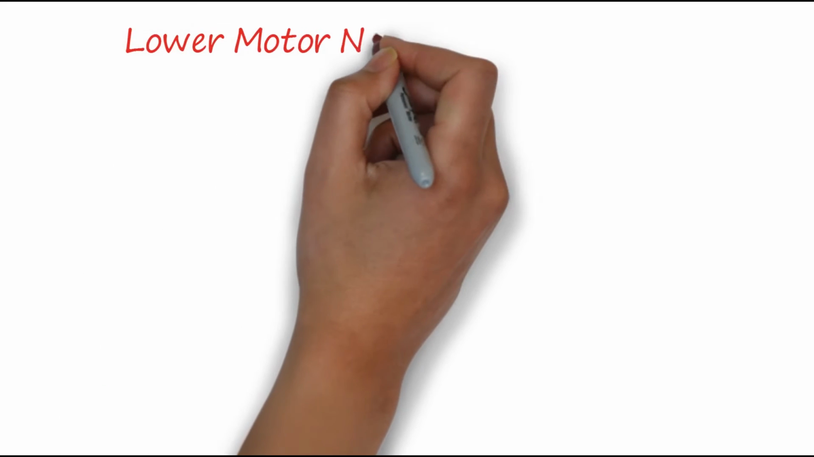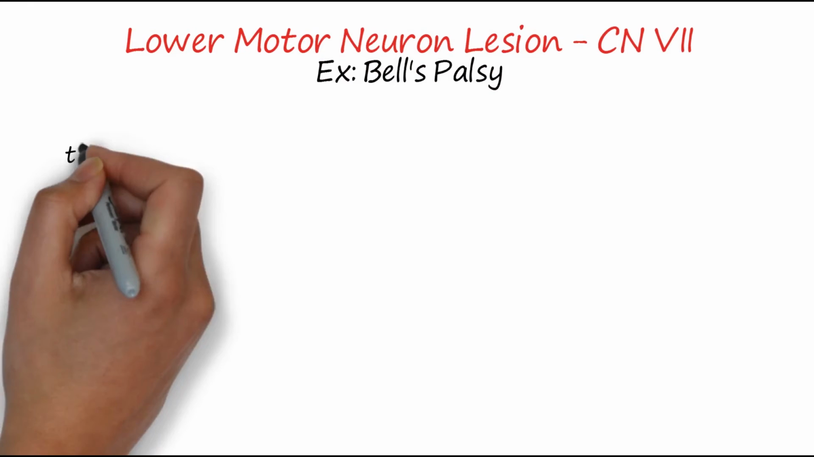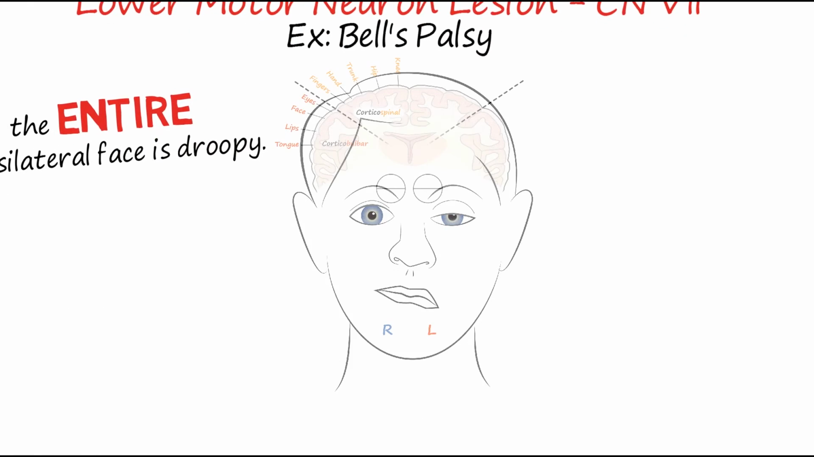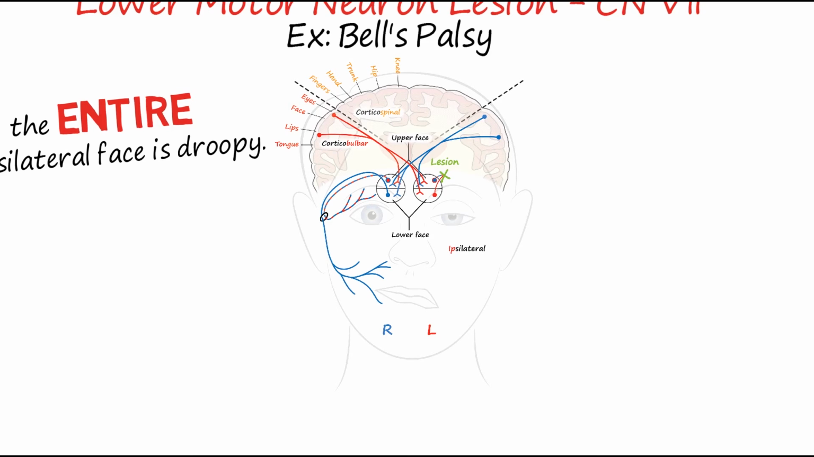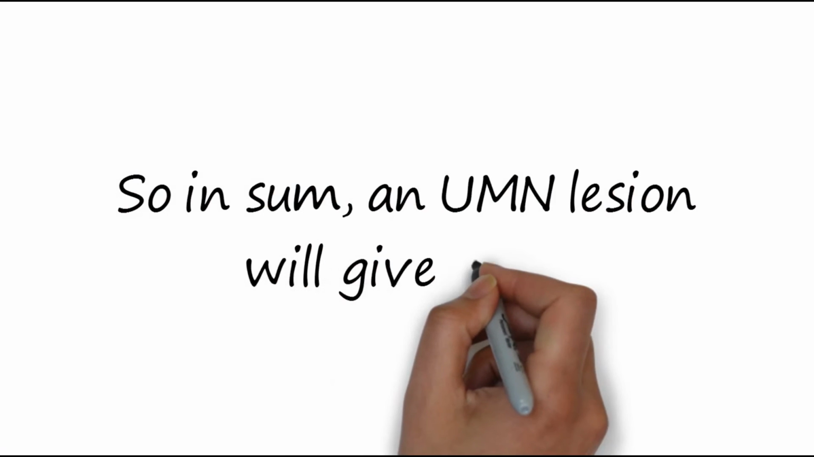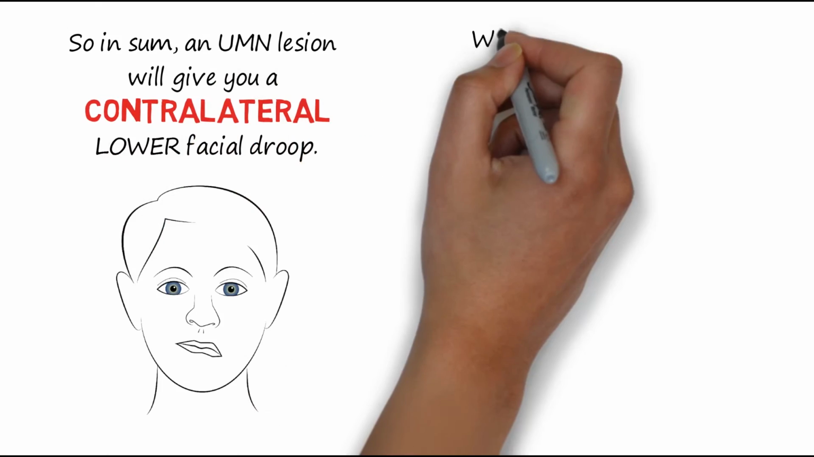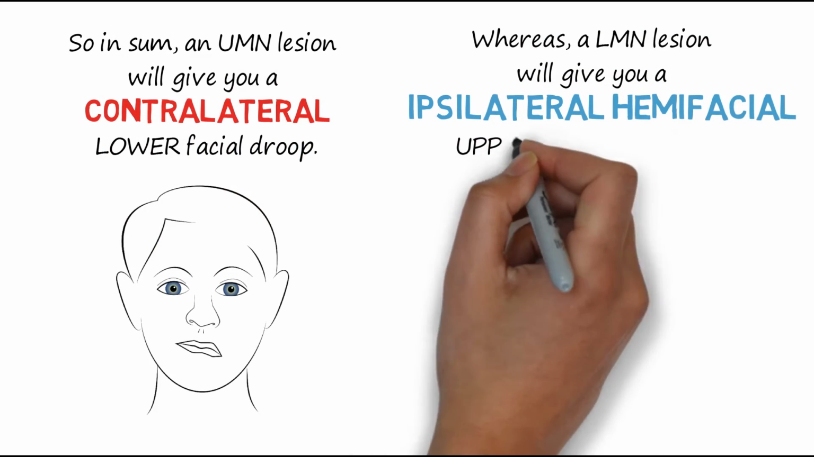When there is a lower motor neuron lesion in cranial nerve 7, from a Bell's palsy for example, the entire ipsilateral face is droopy. This is because no information from the cortex is being transmitted through the damaged nerve, which innervates the face ipsilaterally. So in sum, an upper motor neuron lesion will give you a contralateral lower facial droop, whereas a lower motor neuron lesion will give you an ipsilateral hemifacial droop.